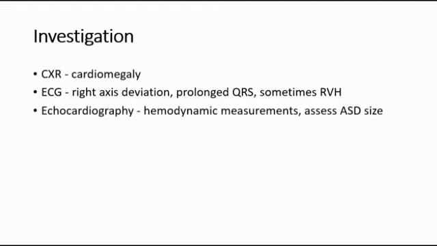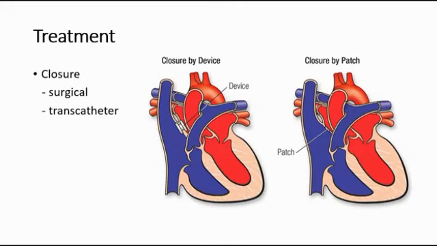For treatment, we can do closure of the heart defect through surgical or transcatheter method. So closure is usually done at the 4th to 5th year of life, and if there are symptoms, we do it earlier. If the ASD is large, it can be closed with open heart surgery or by doing cardiac catheterization using a device inserted into the opening to plug the hole.